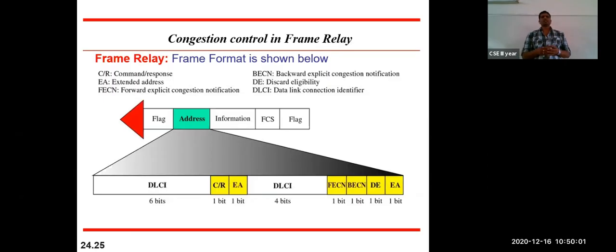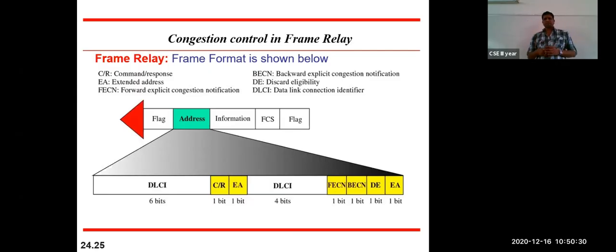There is no other field apart from these 4. So always remember, the first 2 fields will be flag and address. The last 2 fields will be FCS and flag. And obviously there should be information. So 5 fields are mandatory for a frame. HDLC will have 1 additional field called control field. PPP will have 2 additional fields called control field and protocol field.